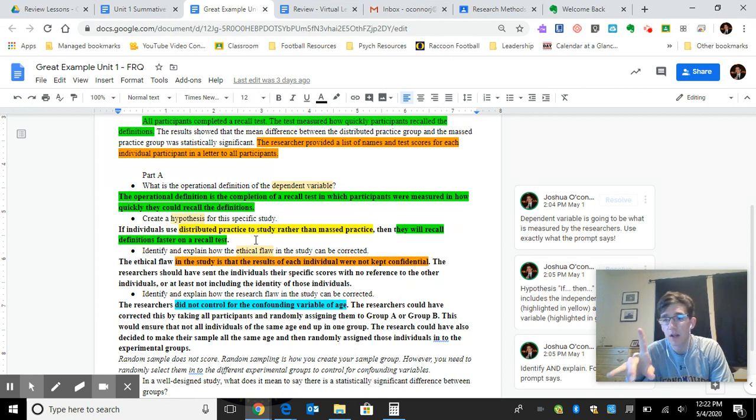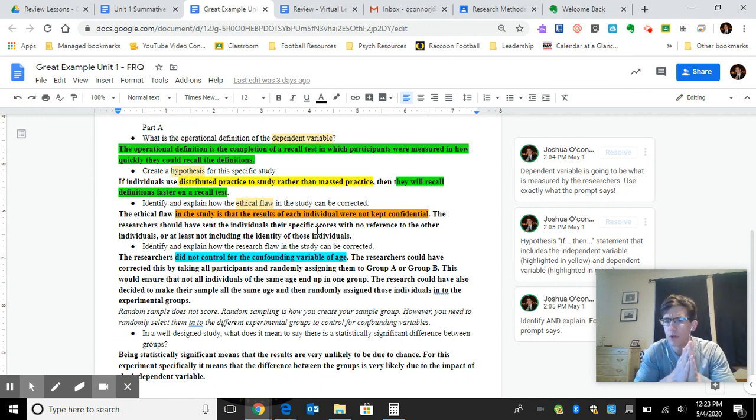So two things there. You can see the independent variable is highlighted in yellow. That's in there, right? If I do this, then put the dependent variable in there, right? So then they will recall definitions faster, right? So it's always independent variable first. If I do this, that will cause this effect to happen. And we measure the effect using the dependent variable.